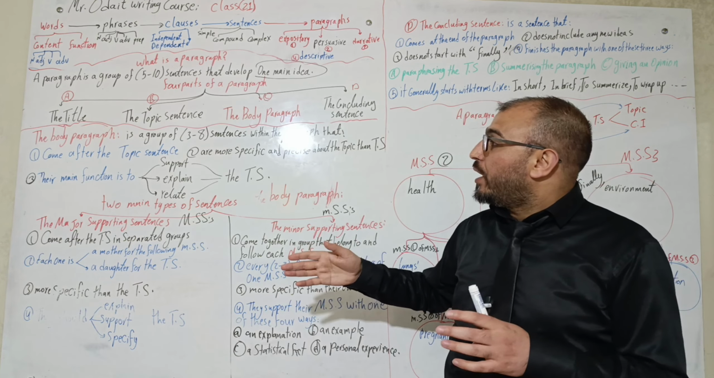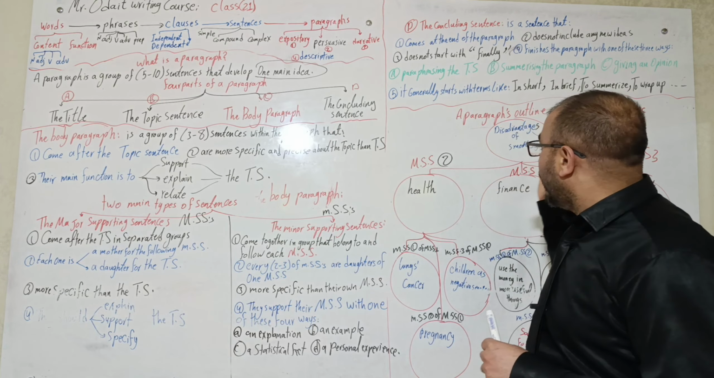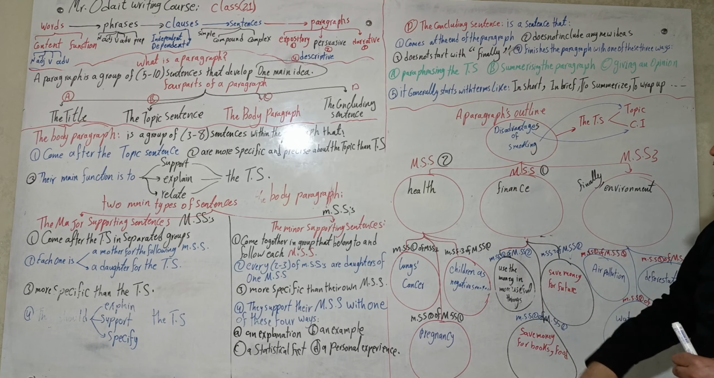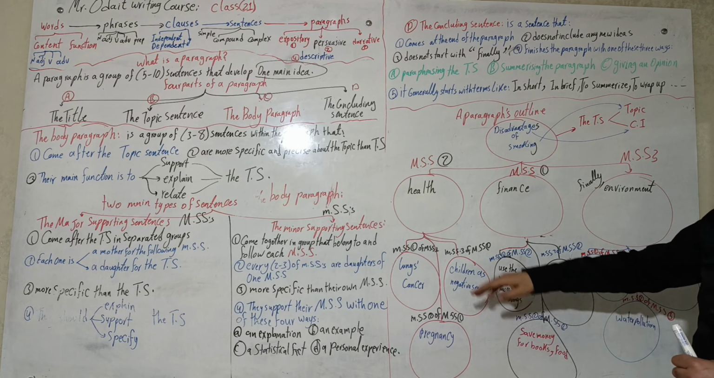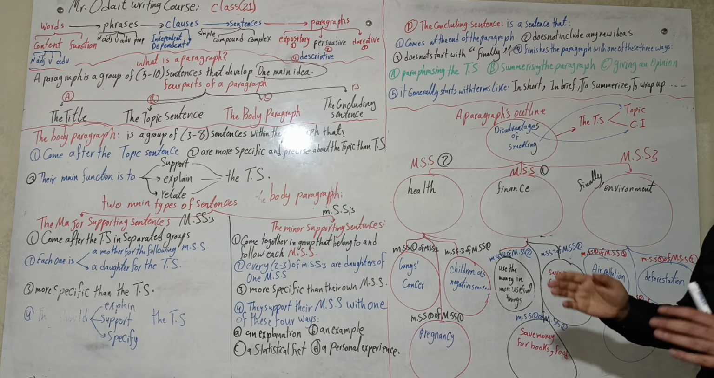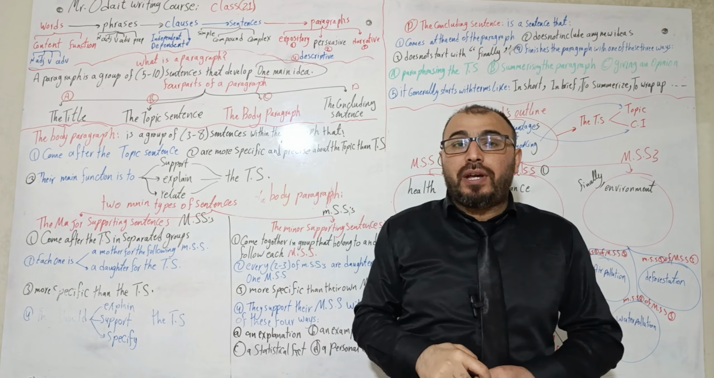Now, my friends, before I erase this side of the board so that I write the paragraph, as you see here, I have prepared the outline of the paragraph. We're going to talk about disadvantages of smoking. We're going to discuss health, finance, and environment. Allow me, my friends, to give you a quick and brief revision about the paragraph.